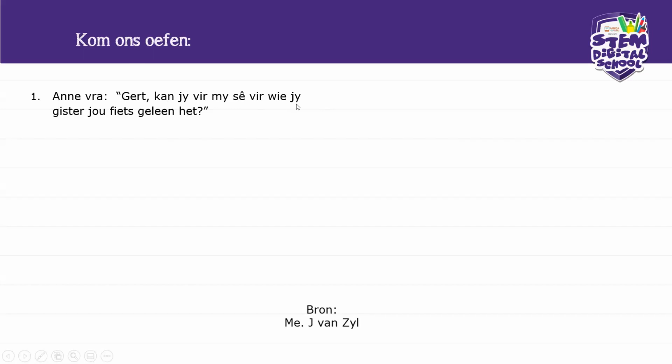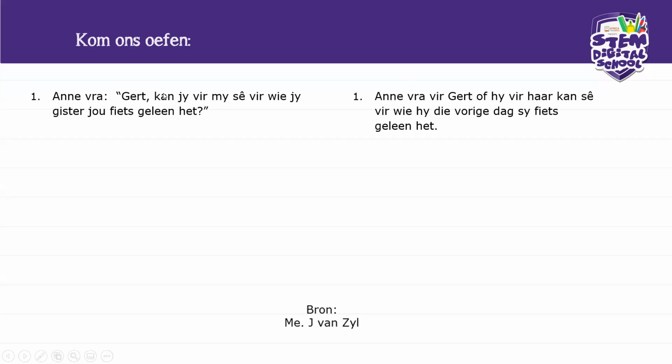Yesterday we started with these questions, and I learned that we have to repeat them because it's important to look at the different steps that we have to follow. So, en vra, please remember that when we have a question where we ask, or vra, we are going to use the word of in the indirect speech. And look at this example. En vra, this is the present tense.